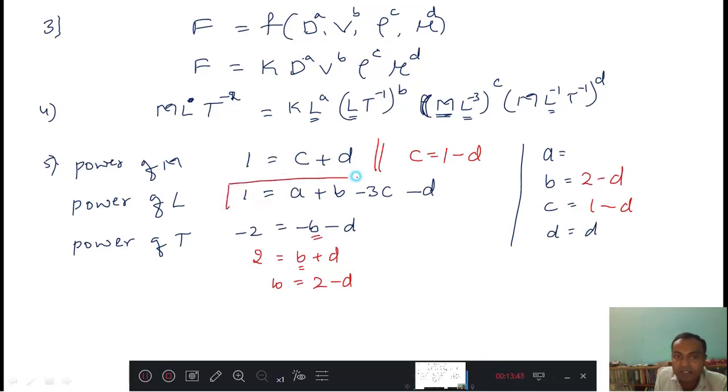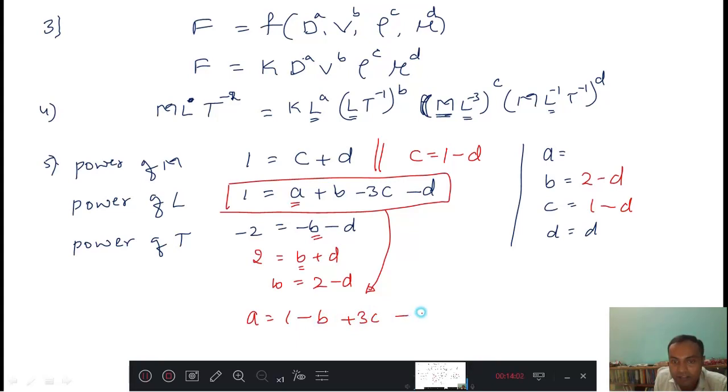Now coming to a. I will rewrite this equation: a is equal to, keeping a and sending all of them to that side, 1 minus b plus 3c plus d. Now 1 minus b means what? B is 2 minus d, therefore minus 2 plus d, take care of the bracket, and plus 3 into c. C is 1 minus d, therefore 3 minus 3d plus d. Substitute in the bracket and simplify. 1 minus 2 is minus 1. Minus 1 plus 3 is 2. Then the number is 2, and minus 3d plus d is minus 2d, and minus 2d plus d is minus d. That is 2 minus d. Then I got a as 2 minus d.